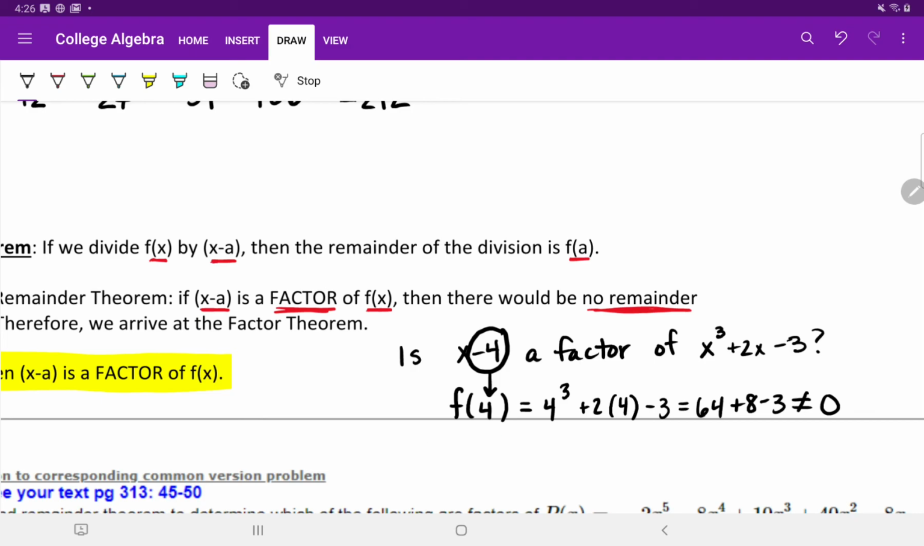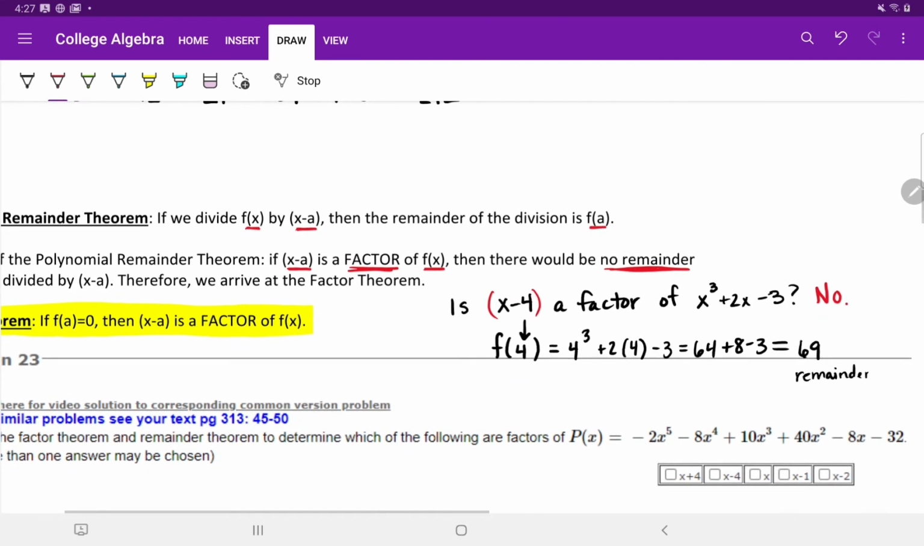So this is our remainder, right? What would that be? 72 minus 3 is 69. So 69 would be our remainder. That's what the polynomial remainder theorem says. If our remainder is 0, then that would mean that x minus 4 is a factor. But since our remainder was not 0, it means that it was not a factor. So that's it. We're plugging this point in, we're seeing if it's 0. If it's not 0, it's not a factor. If it is 0, it is a factor.